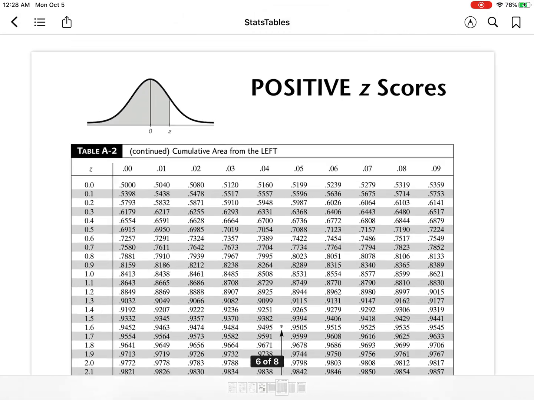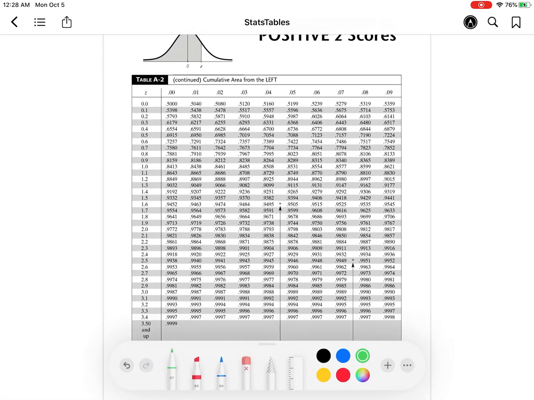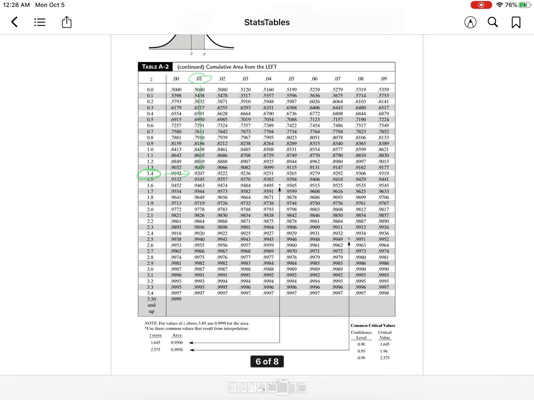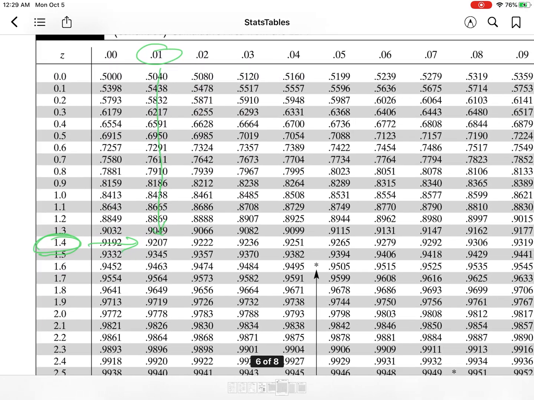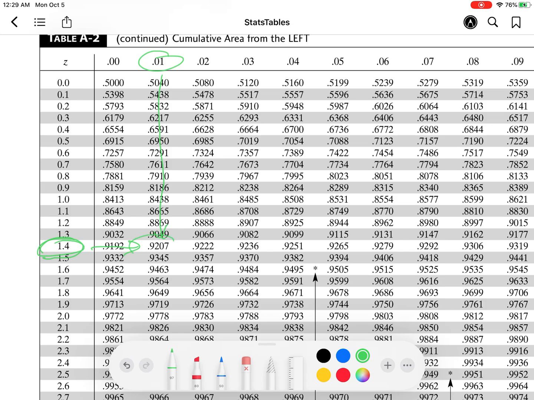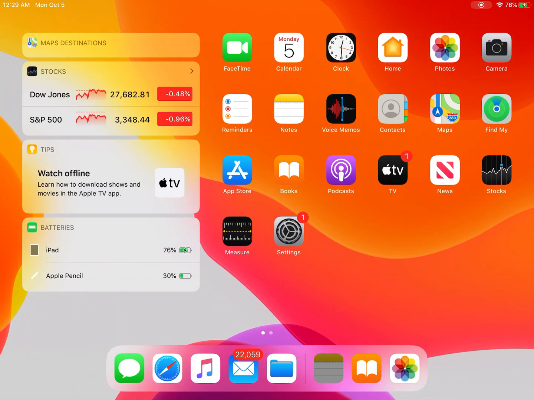There we go. I'm going to be dealing with the positive table. Here's the positive table, 1.41. I'm going to look up 1.4 and 0.1, and put these together. Let me zoom in here just for fun. There it is, 1.41. When I look up that number, it gives me the area to the left of it. It's 0.9207.